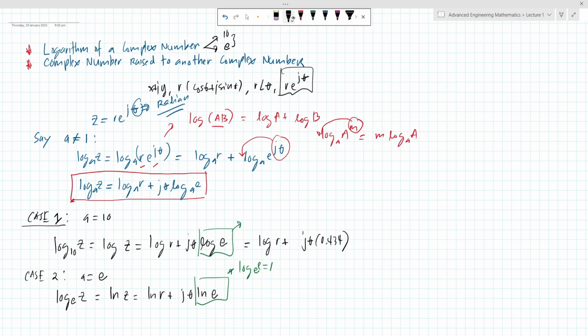So the natural log of j is equal to the natural log of r plus j theta. So remember this method on how to get the logarithm of a complex number. Next we will solve sample problems on how to get the natural log, the logarithm, I mean, of some complex numbers.